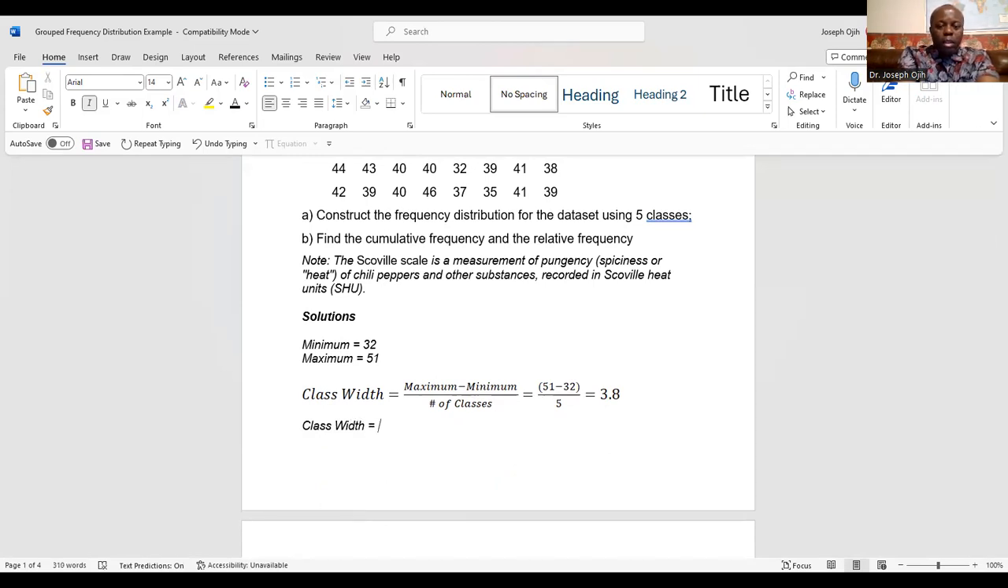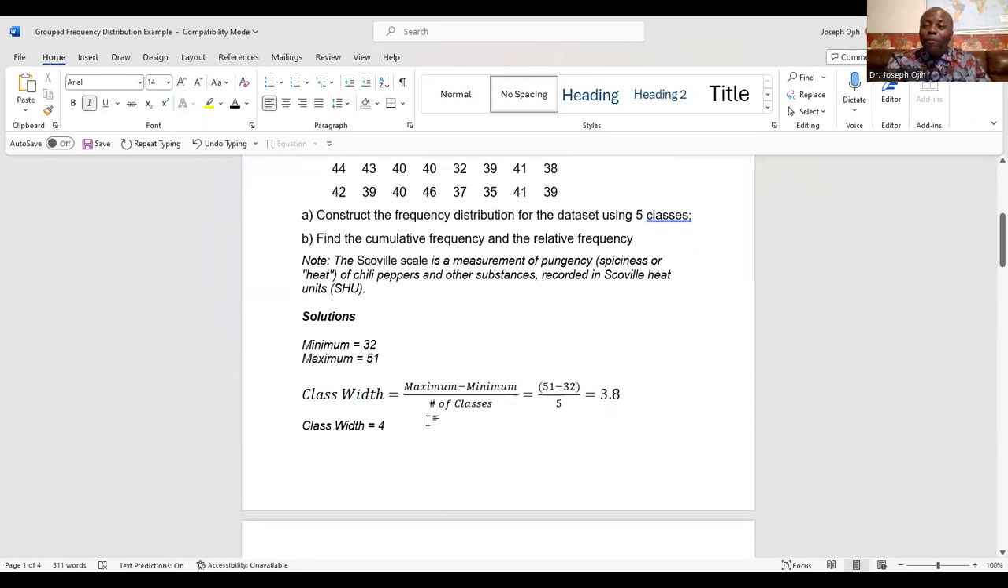You see, our answer is 3.8. Always go to the next whole number, which is 4. So even if your answer is 3.1, the rule here is go to the next whole number. So if your answer is 3.1, the class width will be 4. If it is 5.1, the class width is 6. So long as it has the decimal part, go right to the next number. Okay? If it's 7.1, class width is 8. If it's 7.5, so it's not like the normal rounding. No, just round up. Just go to the next whole number. So in this case, our class width is 4.